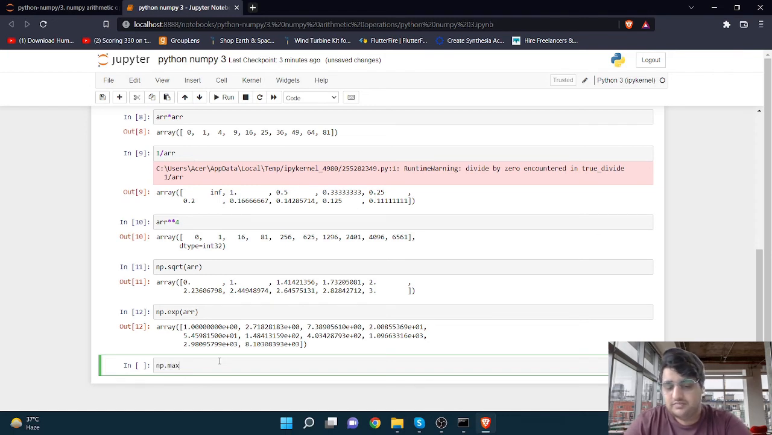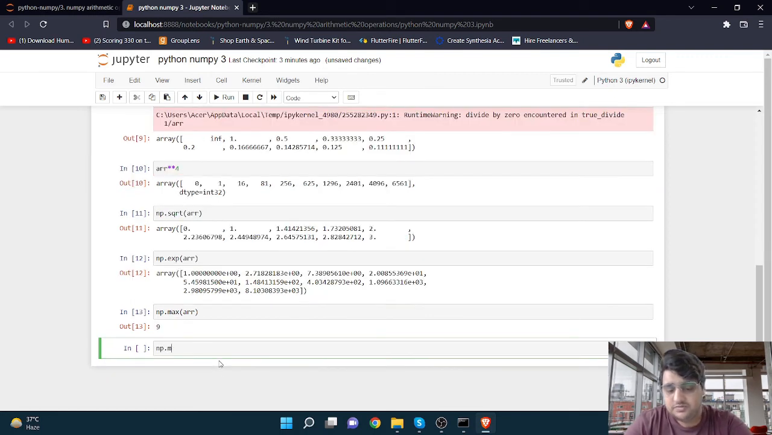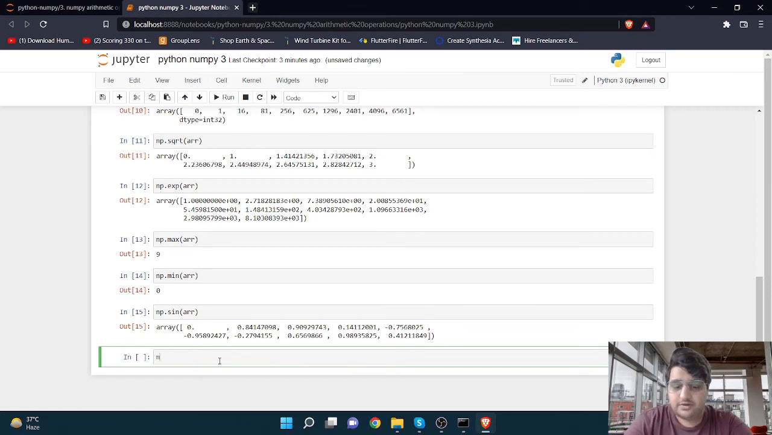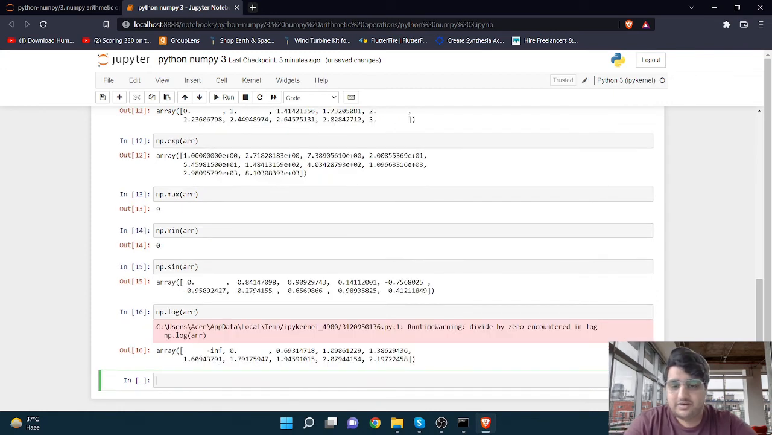np.max is another function which does the same as arr.max. So we'll get the maximum value from this array. np.min also works the same way. Right? There are also functions for sine, cosine, tan, log. For example, np.sin of arr, then np.log of arr, right? So there are many values. Again, this log of 0 is minus infinity, as you know. So we can have so many functions.